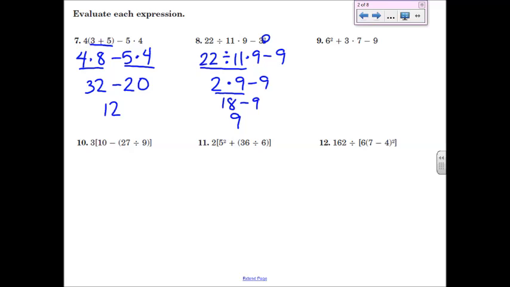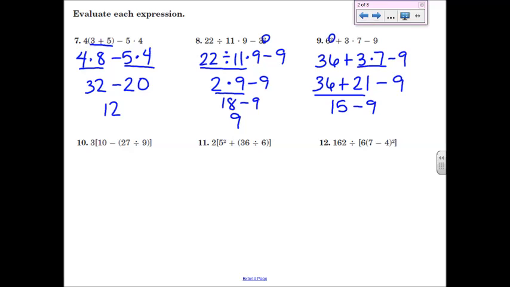Number 9, 6 squared plus 3 times 7 minus 9. We have an exponent, so we'll do that first. 6 squared is 36. Then we have multiplication and division. We have 3 times 7, so 36 plus 3 times 7 is 21 minus 9. And then addition and subtraction are on the same level, so we work our way from left to right with them. 36 minus 21 is 15. 15 minus 9 is 6.